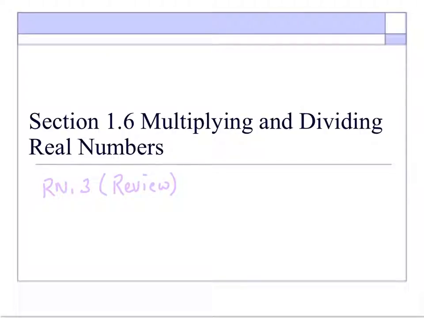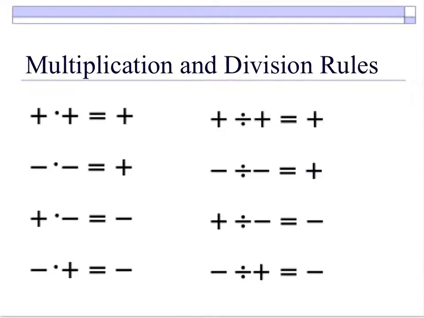This is for the Algebra 1 class, Chapter 1, Section 6. It's a review of Rn.3, multiplying and dividing real numbers. Here is a brief overview of the multiplication and division rules. I'm going to point out a few things.